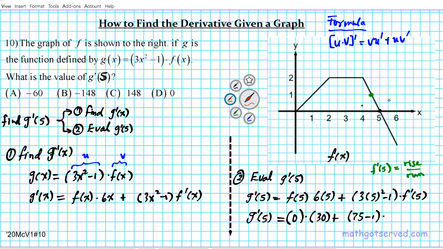So in this particular case, we're dropping 2 units. So we have a negative rise, -2, and we're running 1. So your rise over run is going to be -2 over 1. And that will represent the slope of the tangent line because it's a line segment. All right, so plug it in here. Times -2 for f prime of 5.